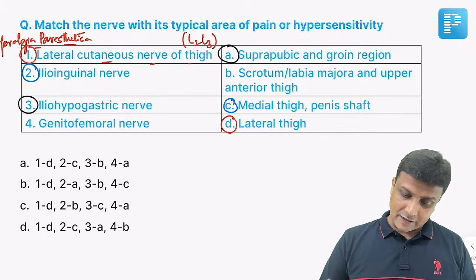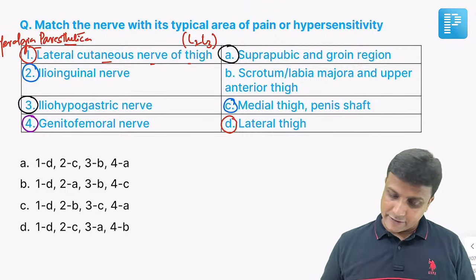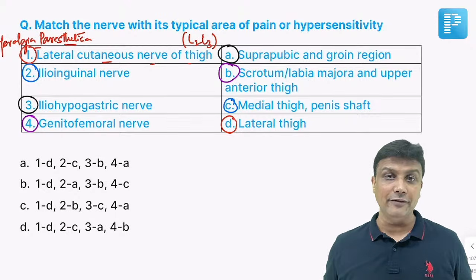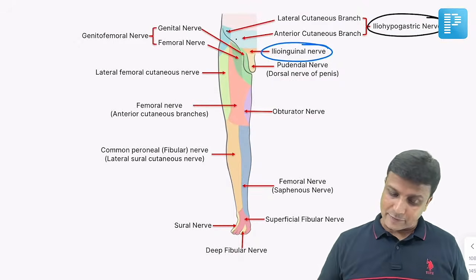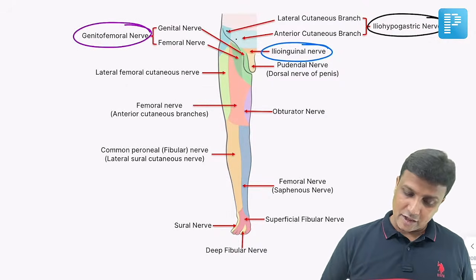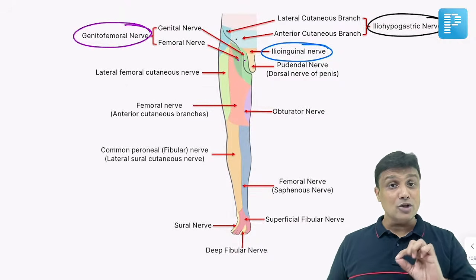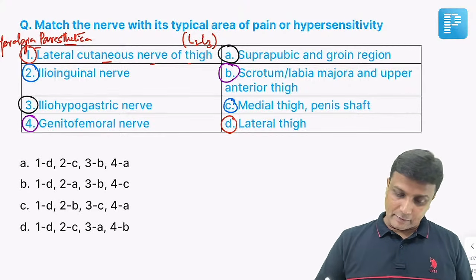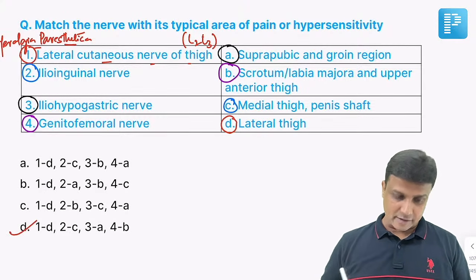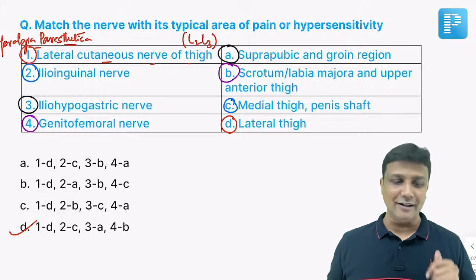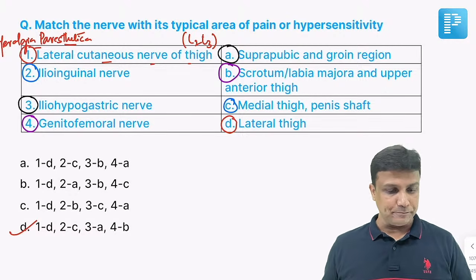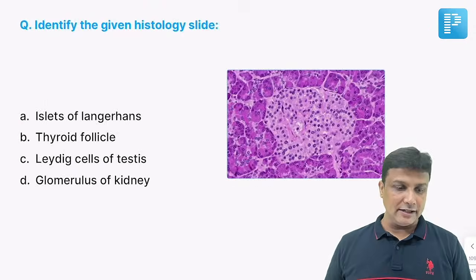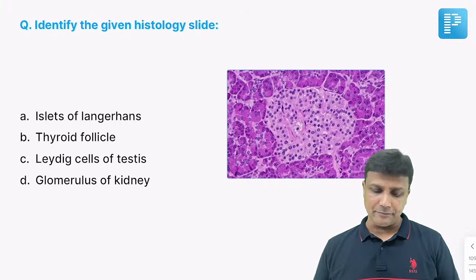And finally, this one here, the genitofemoral nerve. It is the one which will be supplying the scrotum, which is homologous to the labia majora in the female, and the upper anterior aspect of the thigh. Yes, you can clearly see the genitofemoral nerve supplying the scrotum as well as the upper aspect of the thigh. So the correct match here will be option D. That is the right match. Perfectly done. So in this manner, we are done with the sensory supply of your lower limb. These nerves are very important, sir.